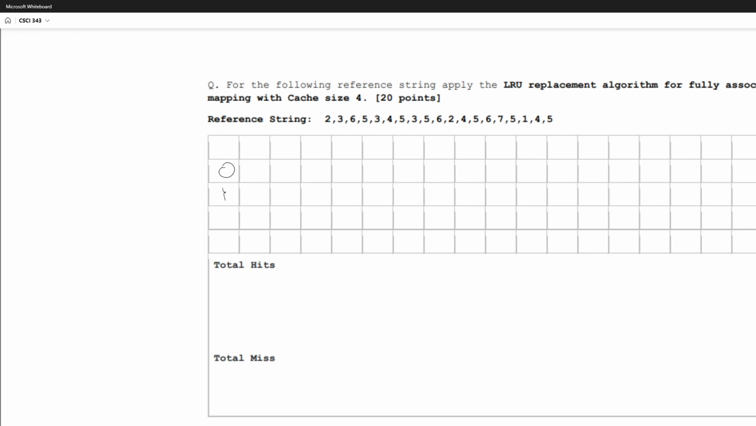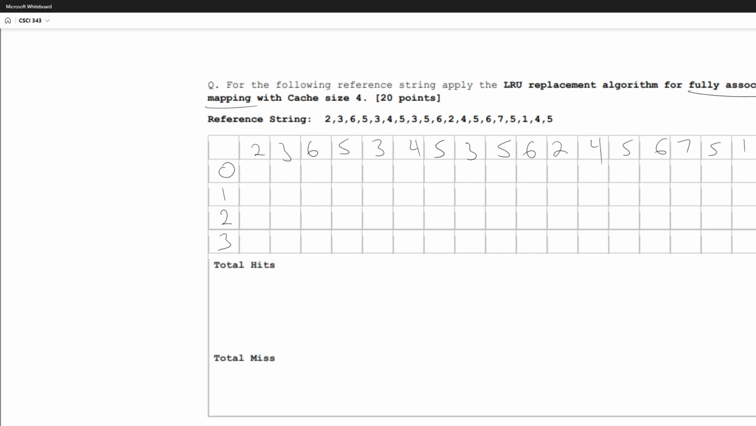0, 1, 2, 3, 2, 3, 6, 5, 3, 3, 5, 6, 2, 4, 5, 6, 7. So it's fully associative, so that's just fill in whatever you can and then replace it with LRU.